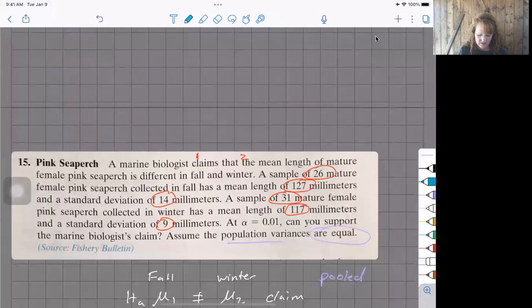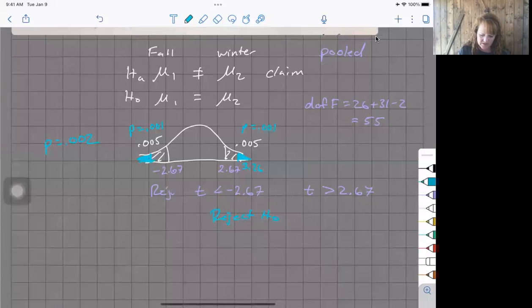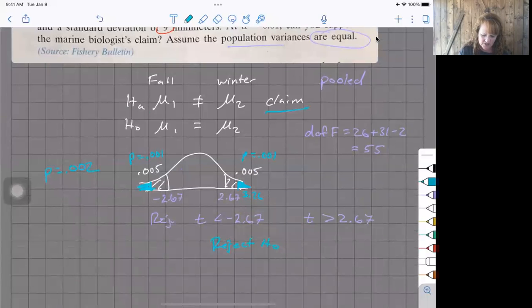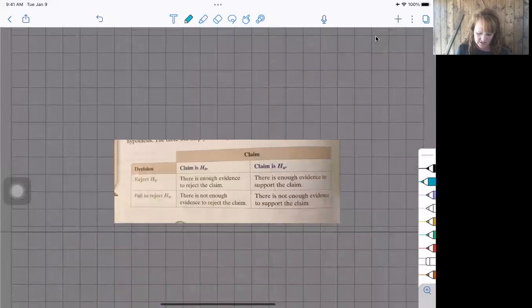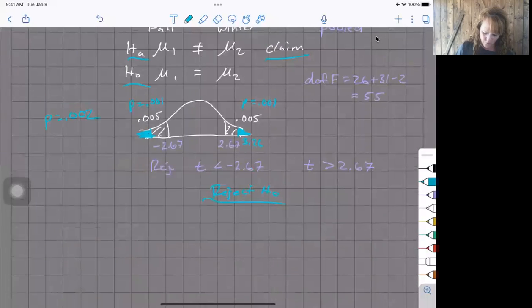So let's talk about this. Our claim is HA. We're going to reject the opposite, H naught. That means there's going to be enough evidence to support our claim. Where's our chart? Here. Our claim is HA, we're rejecting H naught, so there is enough evidence to support the claim.